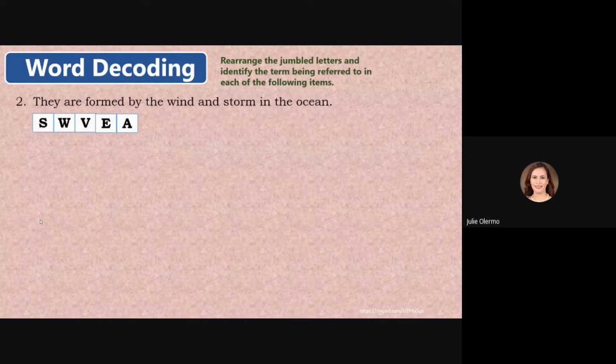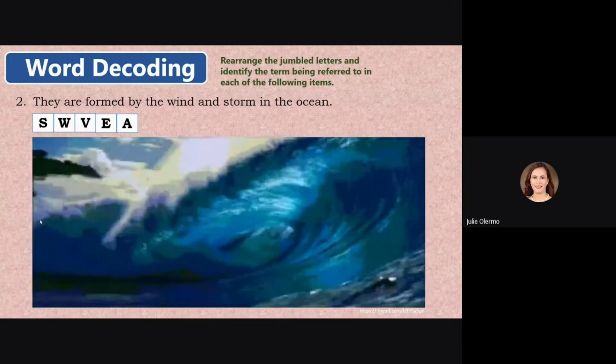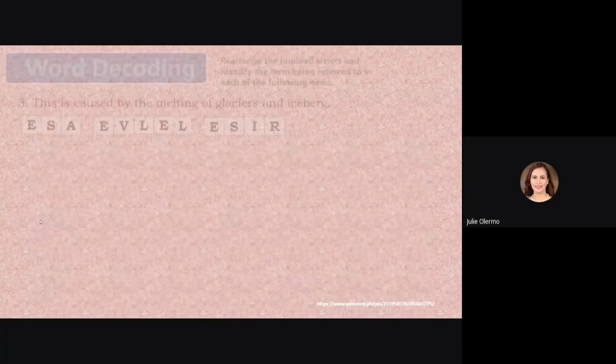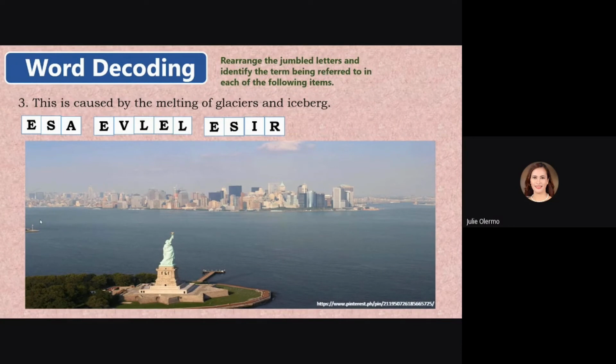Next, what is the term given for the animation presented in number 2? That is known as waves. For number 3, the melting of glaciers and icebergs causes this. Your hint consists of 3 words and is displayed by the image. So the correct answer is sea level rise.